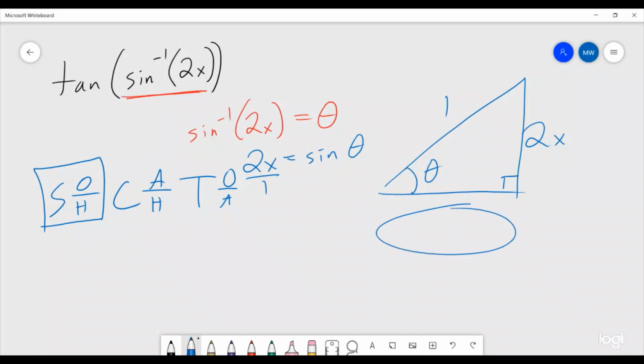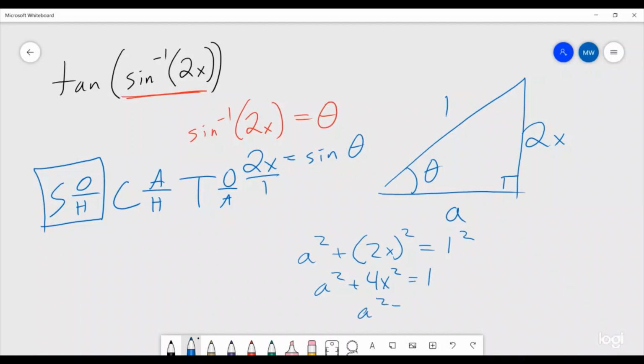Now, what is this last side going to be? How can I figure that out? Well, the Pythagorean theorem. That side could be a, so a squared plus b squared, so 2x squared, is equal to our hypotenuse squared. So we get a squared plus 4x squared equals 1. A squared equals 1 minus 4x squared. So that means a is going to be the square root of 1 minus 4x squared. So we now have that side. We figured out what it is.